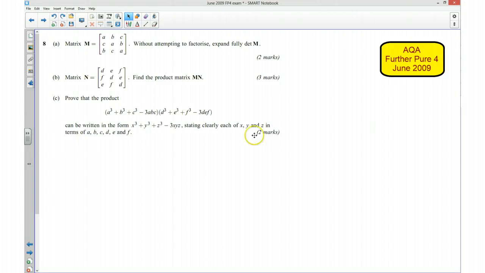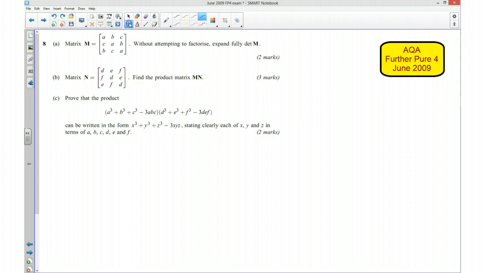Hi, this is question 8 from the AQA FP4 June 2009 exam paper. This is the final question on the paper. We're given matrix M, which is equal to this. Without attempting to factorise, we want to expand fully the determinant of M.